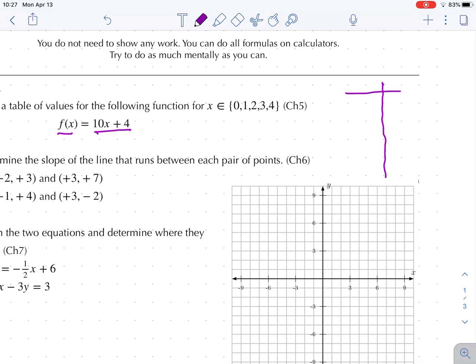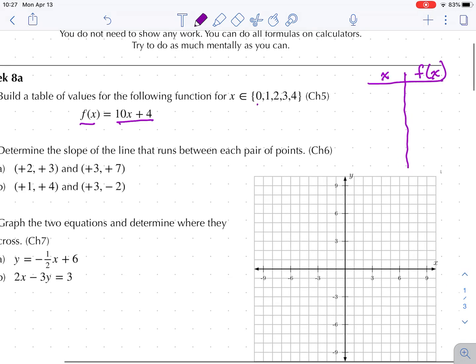Over on the right, I build my table of values. I will put x on one side and our function evaluated at x on the other side. First thing I do is I take 0, put it as my x, and then I put 0 in for x into my function. The function evaluated at 0 is equal to 10 times 0 plus 4. 10 times 0 is 0, plus 4 is 4.